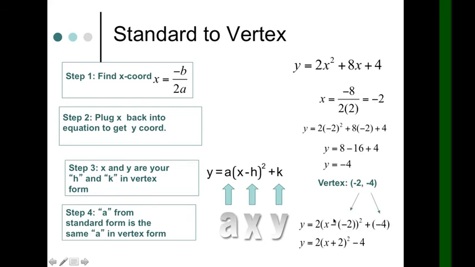Then we substitute them into the vertex form. For h we have negative 2, and for k we have negative 4. So we have this equation: negative times negative is positive, so x plus 2 squared, and minus 4. That will be our quadratic equation in vertex form.